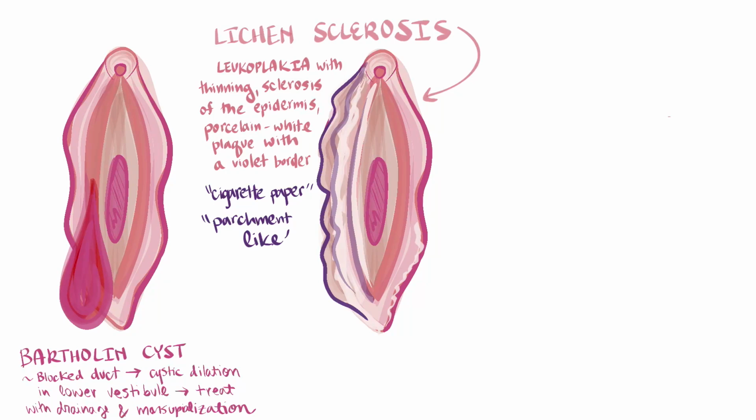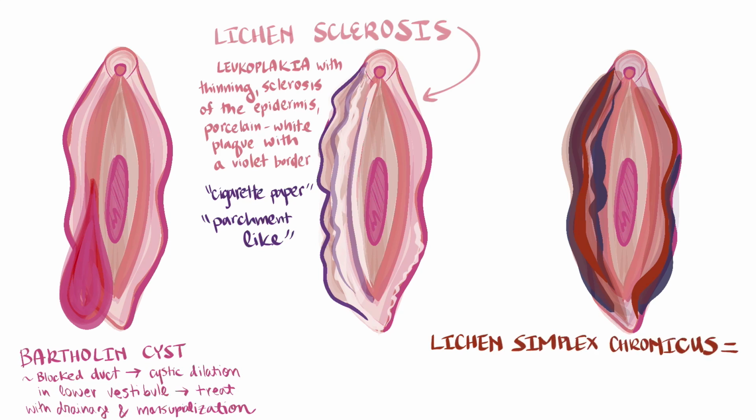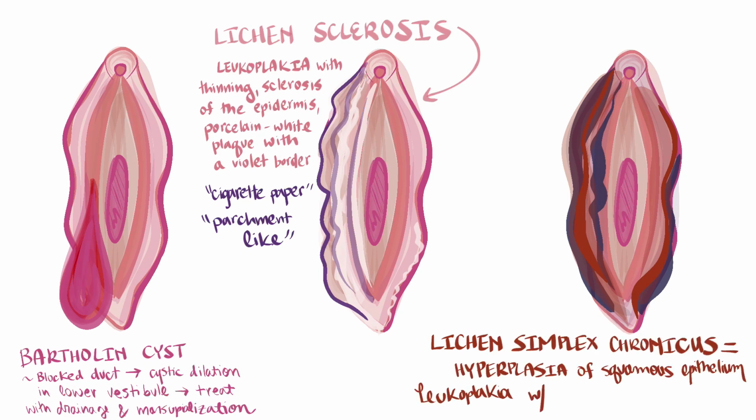Something important to remember, both for real life and the sake of your Step 1 exam, is that lichen sclerosus greatly increases your risk for vulvar squamous cell carcinoma. On the other hand, you have lichen simplex chronicus, which is hyperplasia of the squamous epithelium. Often people present with a lot of itching and discomfort, and the skin becomes thick and leathery. So it's kind of the opposite of lichen sclerosus, even though it has a similar name.